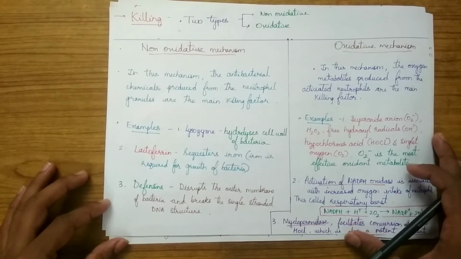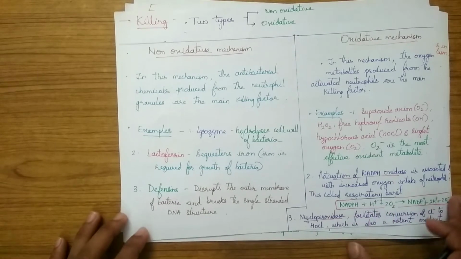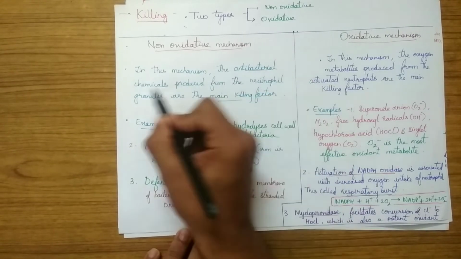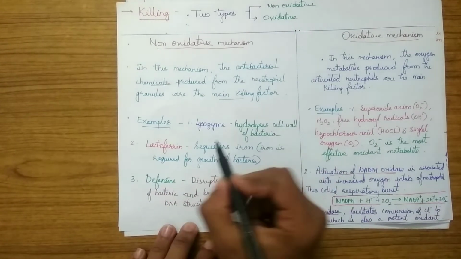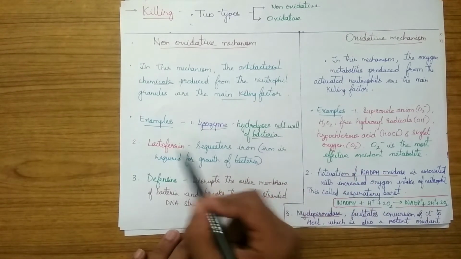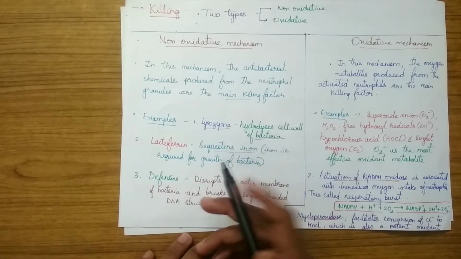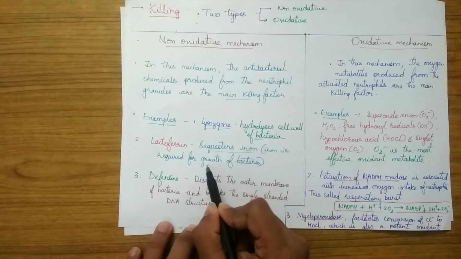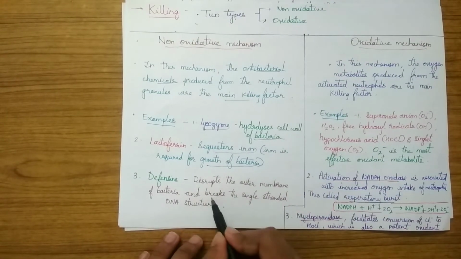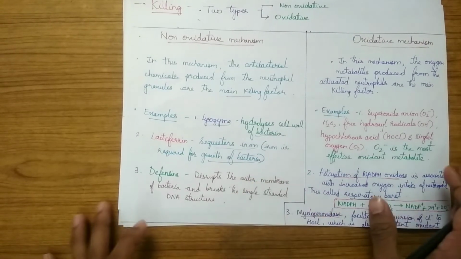It is also divided into two types, non-oxidative and oxidative. In the non-oxidative mechanism, the antibacterial chemicals produced from the neutrophil granules are the main killing factors. Some examples are lysozyme, which hydrolyzes the bacterial cell wall, and lactoferrin, which sequesters the iron. Sequesters means it blocks the iron, which is the main required factor for the growth of bacteria. Defensins disrupt the outer membrane of bacteria and break the single-stranded DNA structure, due to which the bacteria cannot further divide and are killed.